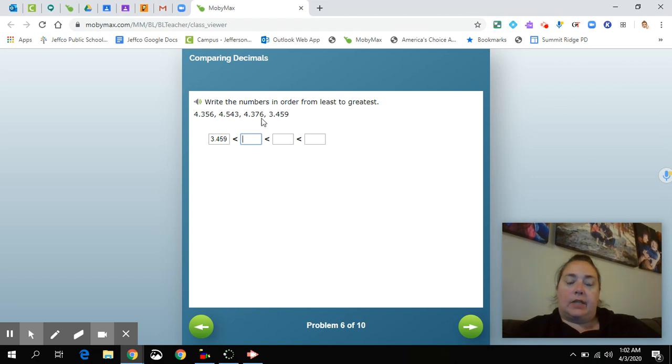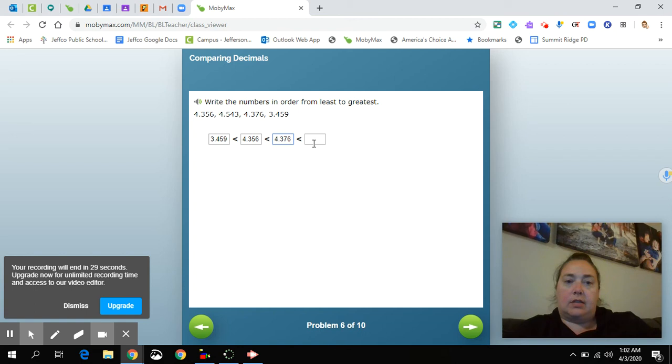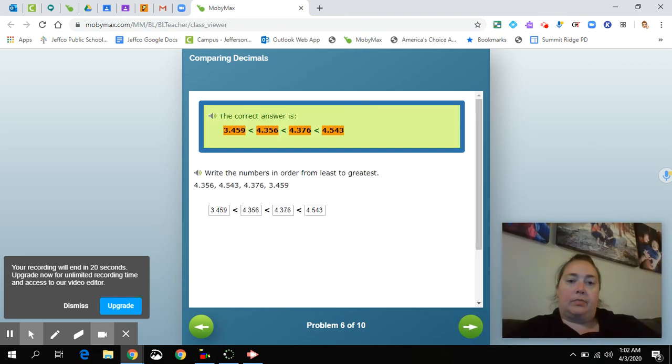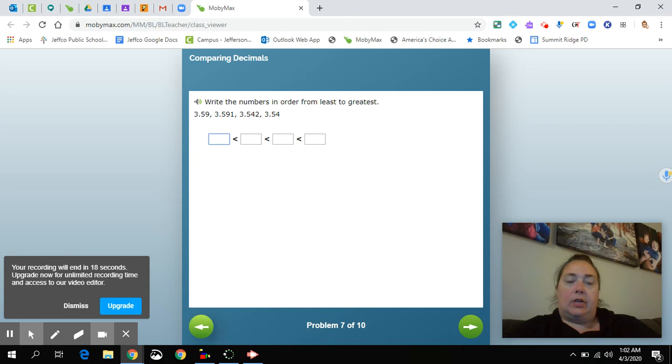So I'm going to take 4.3, which is smaller. Let's see, 56 or 76. Looks like 56. So 4.356, and then 4.376, and then 4.543. Okay, so I think you get the idea.